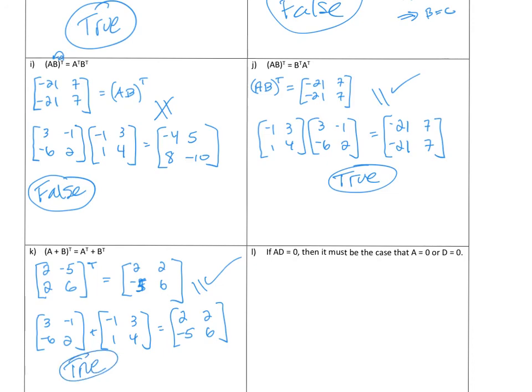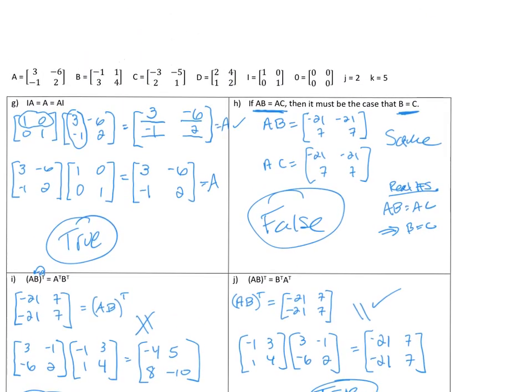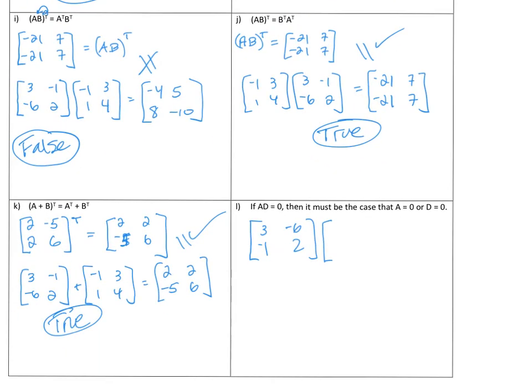Okay, last one. If two matrices are multiplied together and you get 0, does it have to be the case that A is the 0 matrix or D is the 0 matrix? So A times D, I'm going to write out my A and my D. So A is 3, -1, -6, 2. D, to go up and look at that, D is 2, 4, 1, 2.